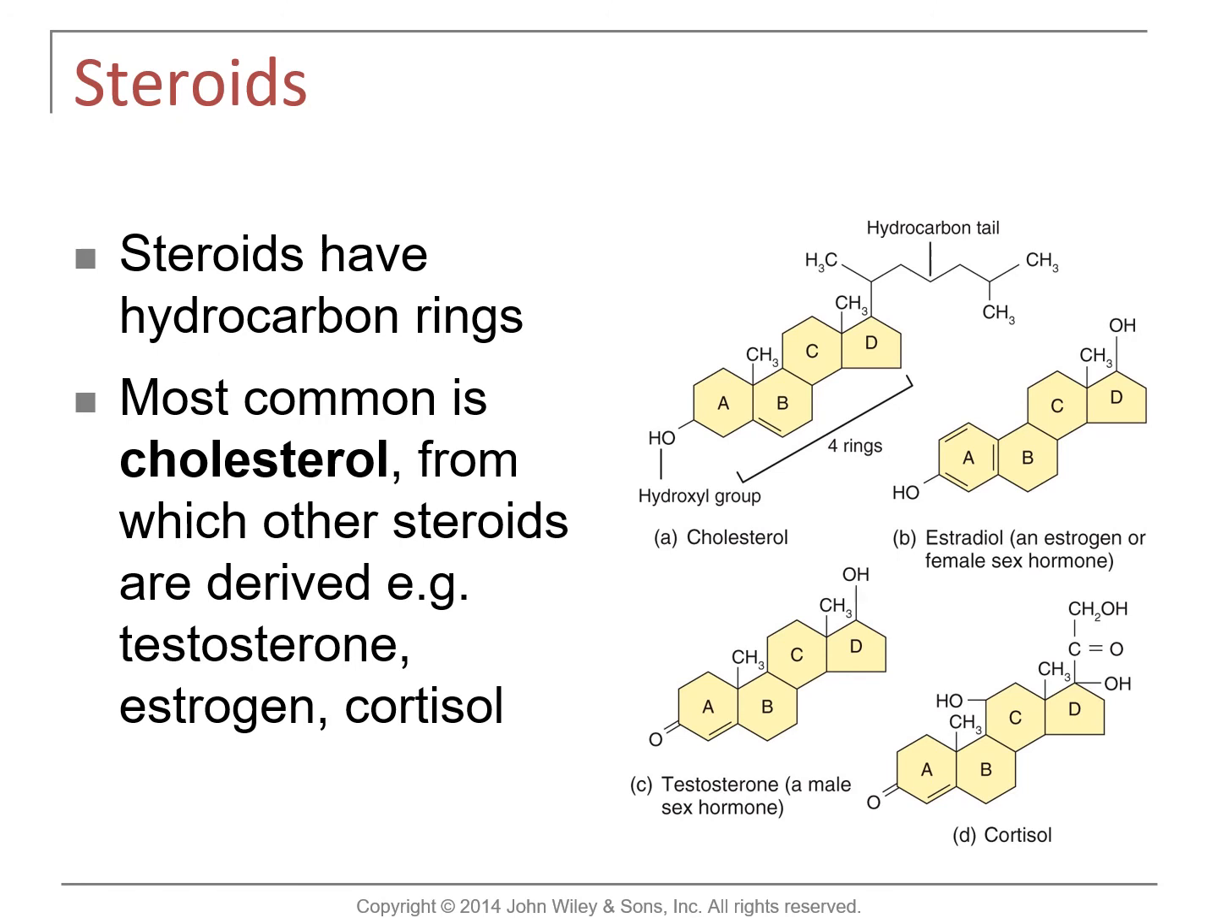The third class of lipids are the steroids. The steroids are very distinct from triglycerides and phospholipids in that there are no fatty acid tails. The molecules do contain hydrogen, carbon, and oxygen, but they are arranged in hydrocarbon rings. The most common of the steroids is cholesterol, which we acquire from our diet, but also synthesized in the liver. Cholesterol is a steroid from which other steroids are derived, such as the hormones testosterone, estrogen, and cortisol.